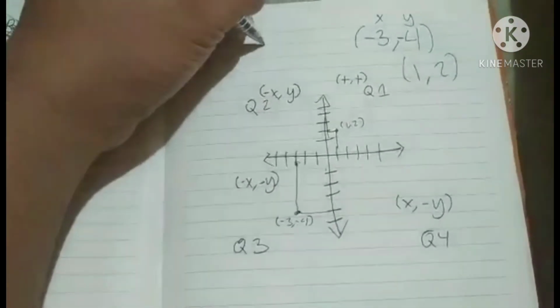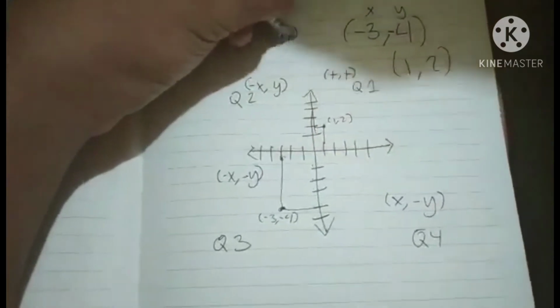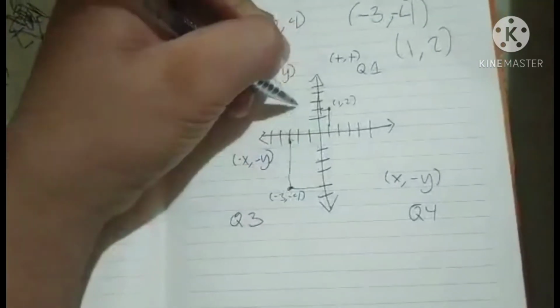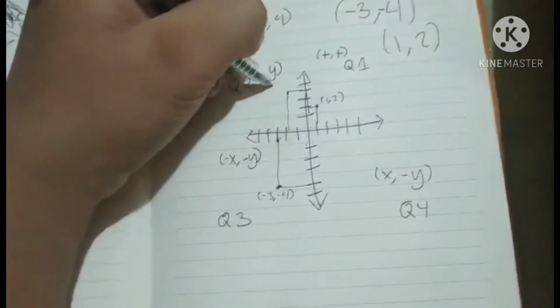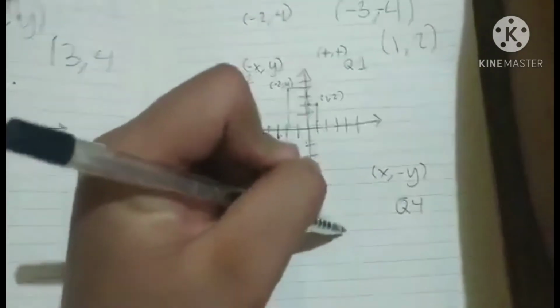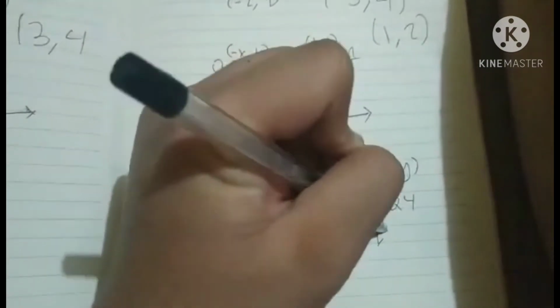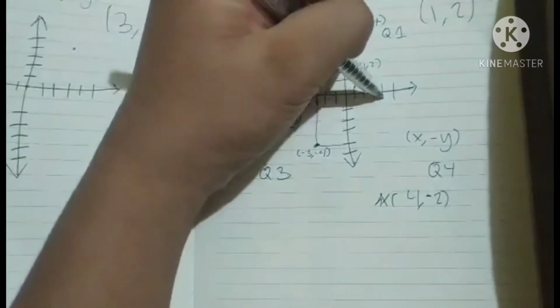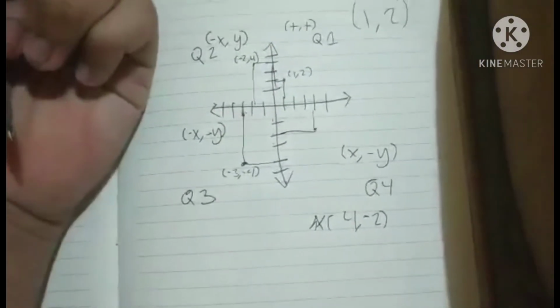Quadrant 2 would be like negative 2 and 4. So that's going to be here. Negative 2, 4. And for quadrant 4, all you need is numbers like 4 and negative 2. So 4 and negative 2, a point, and that's how to identify the quadrant.